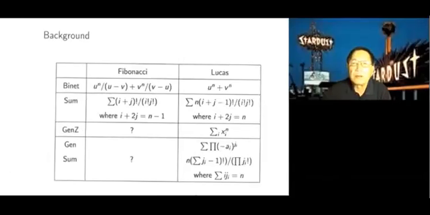The question mark in the first column indicates that we shall have generalized Fibonacci numbers, which are similar to the generalized Lucas numbers, and a sum formula for generalized Fibonacci numbers, which is similar to the Girard-Waring formula. And this is the motivation of this research. Find a nice generalization of Fibonacci numbers, which has a nice sum formula.